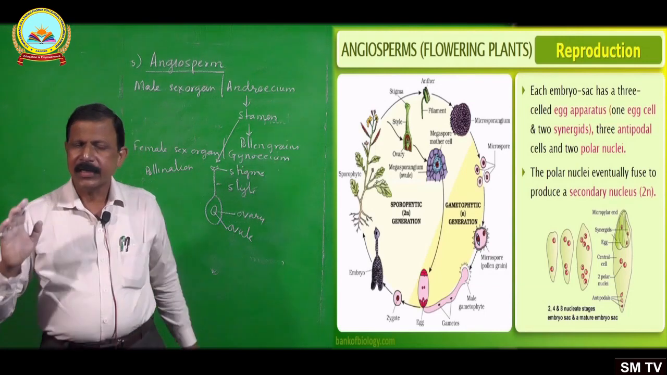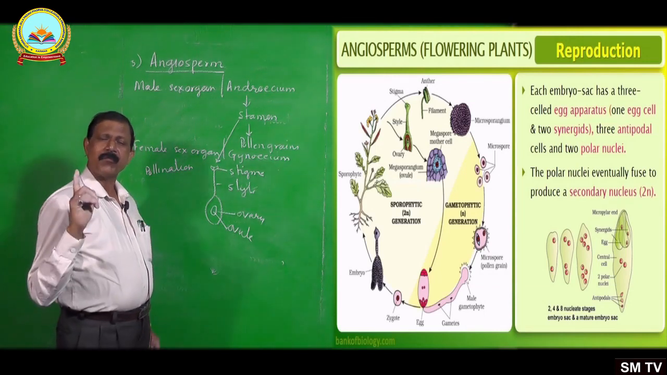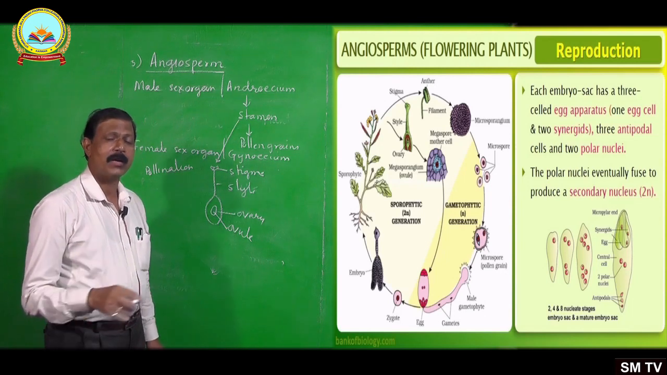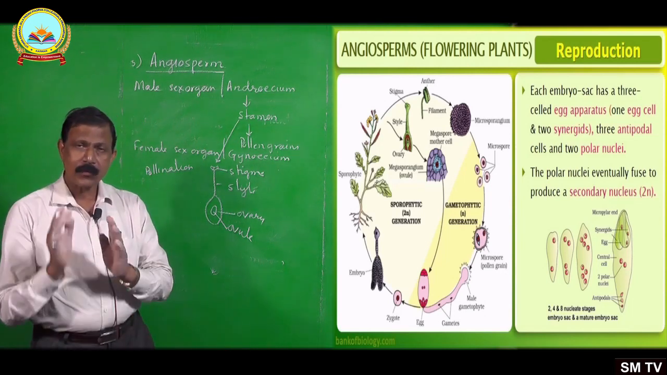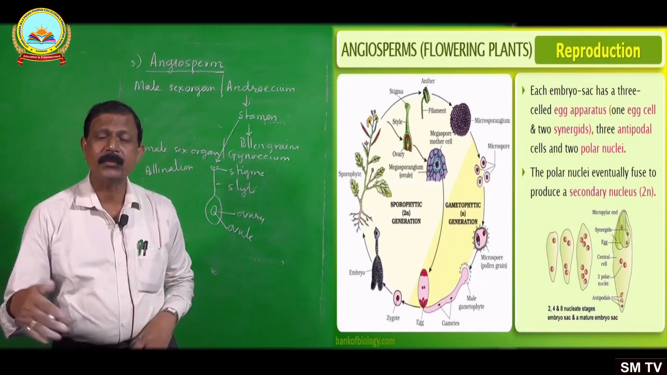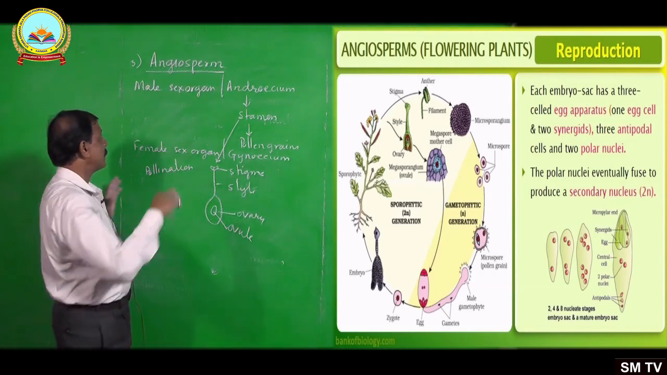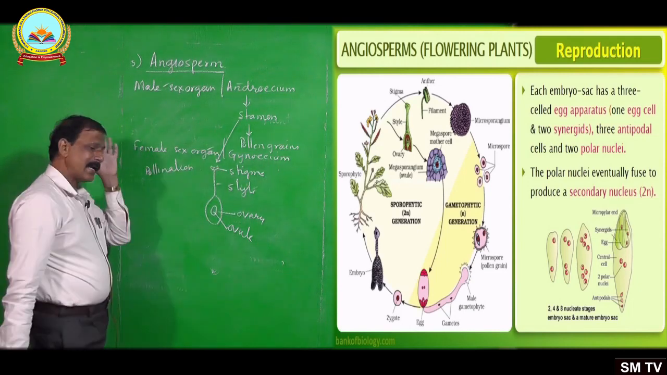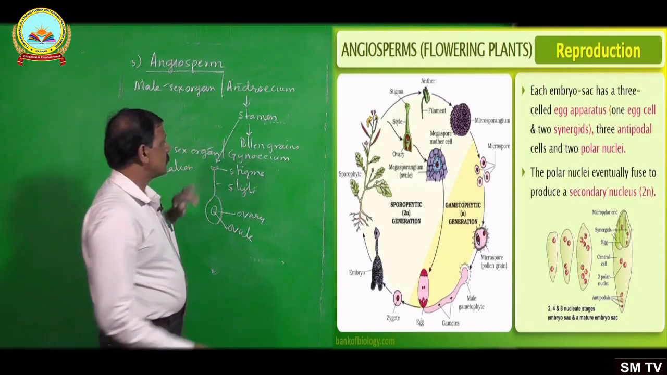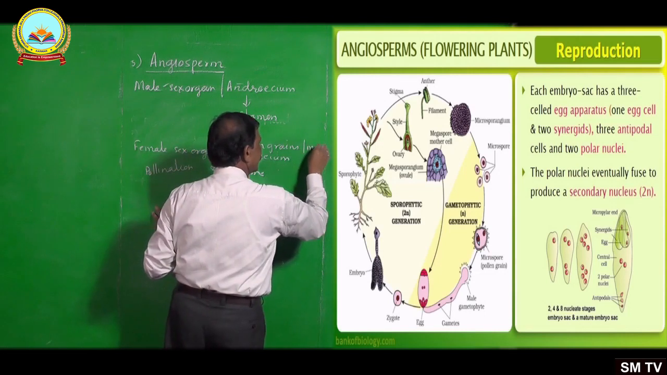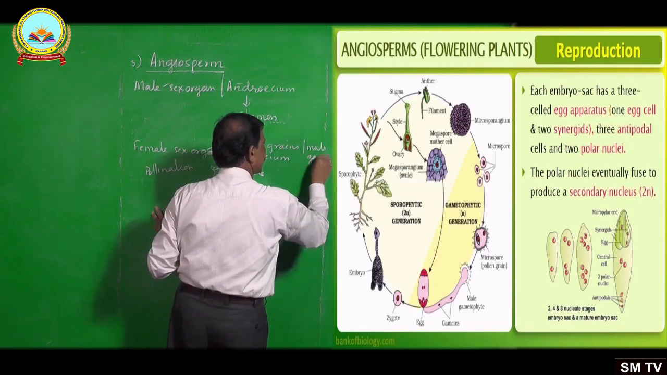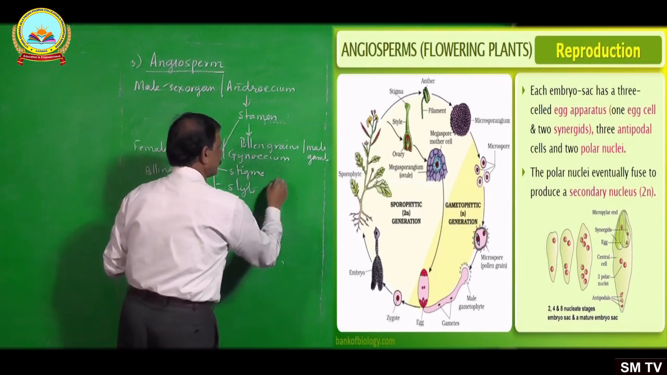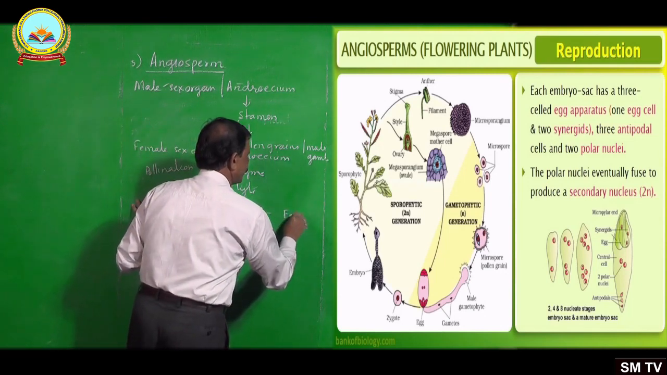Sporophyte, and that is a diploid. When a plant begins to give flower, that flowering condition is the beginning of the gametophyte. The flower contains the male sex organ, the androecium, and the female sex organ, the gynoecium. The androecium produces pollen grains, which are the male gametes, and the gynoecium produces the female gamete.